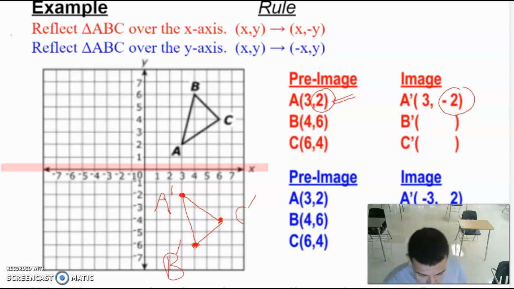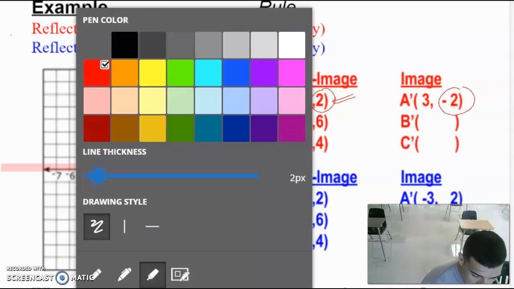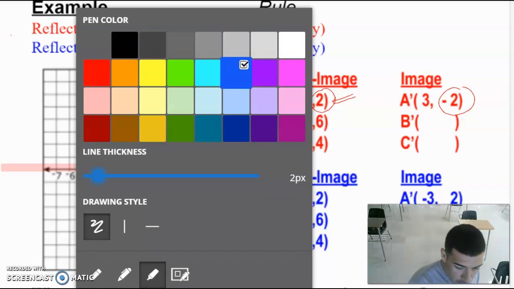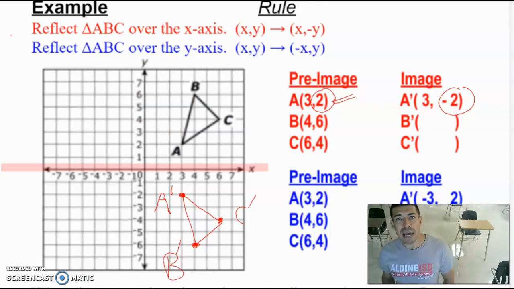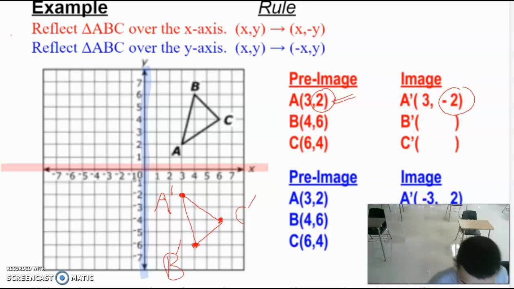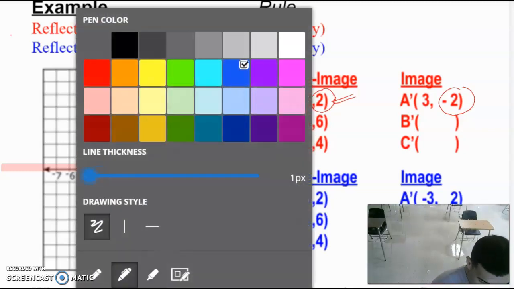Now let me use a different color. Let me go back to the highlighter. I will be using blue this time. Now I want to show you what happens when you reflect over the y-axis. Look at my next question. Reflect triangle ABC over the y-axis. Notice that the y-axis is here. That's the y-axis. Now let me go back over there and use my pencil. I will be using the color blue this time.